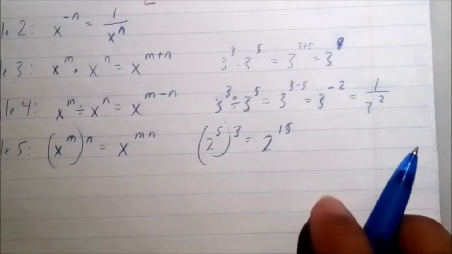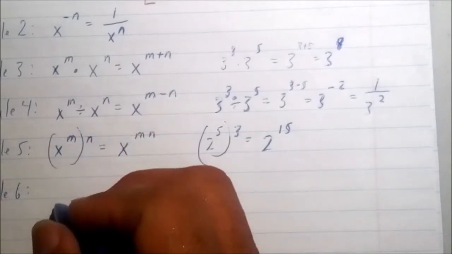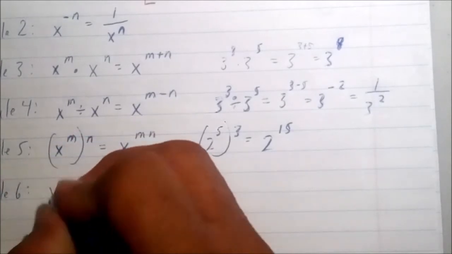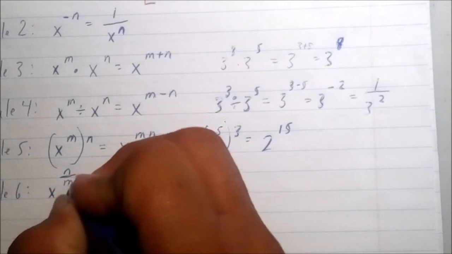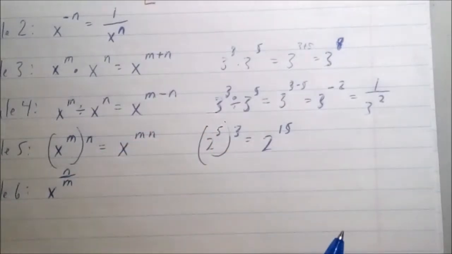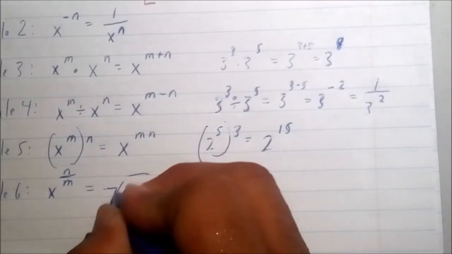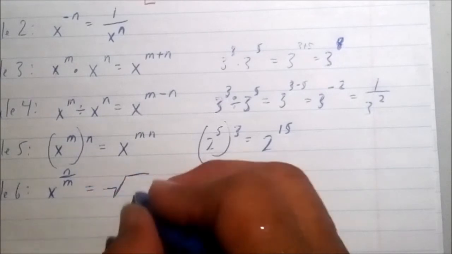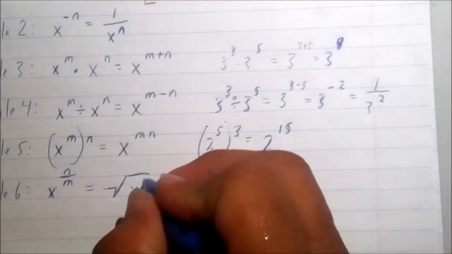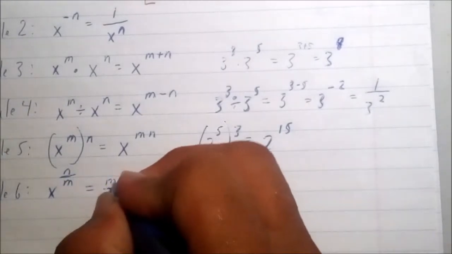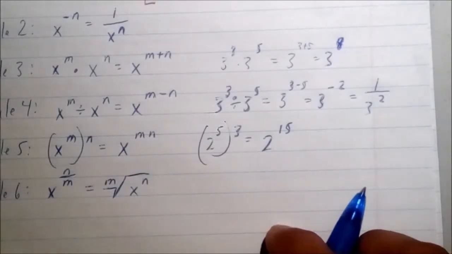Okay, so now we're going to what you call rule 6. And this rule says that if you have a base x to a fraction power n over m, that could be written by saying the m-th root of x, and you put the value n, which is the top value of the fraction, inside and the m outside. Okay, so then what does that mean?